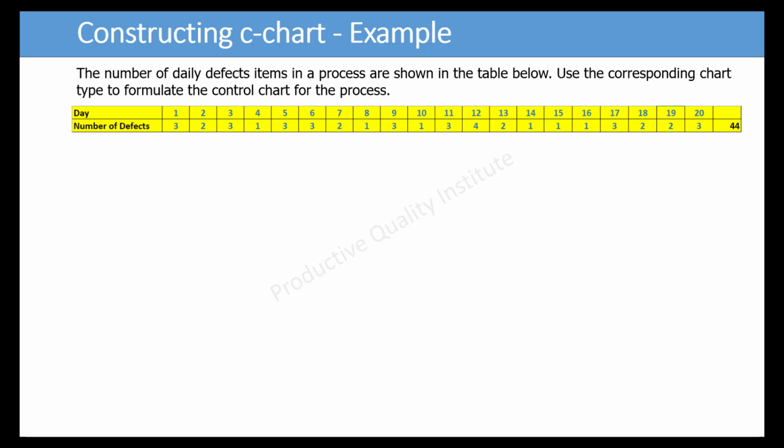Now, we will construct the C chart. The number of daily defective items in a process is shown in the table below. Use the corresponding chart type to formulate the control chart for the process.